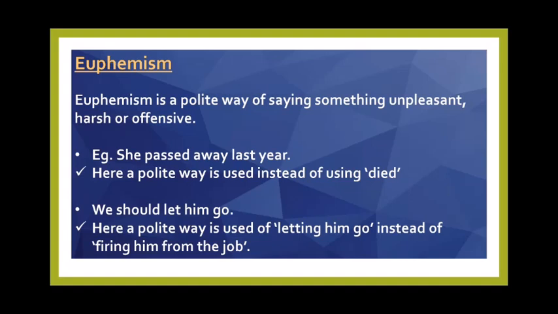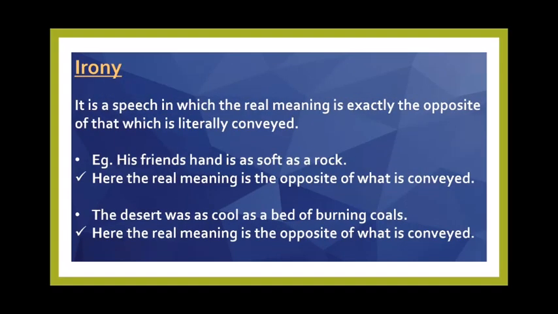Next is irony. It is a speech in which the real meaning is exactly the opposite of that which is literally conveyed. For example, his friend's hand is as soft as a rock. So just by reading you might have understood that the real meaning is opposite to what is conveyed. That means that his friend's hand is not soft, it is hard as a rock. So, the real meaning is not conveyed, the opposite meaning is conveyed.